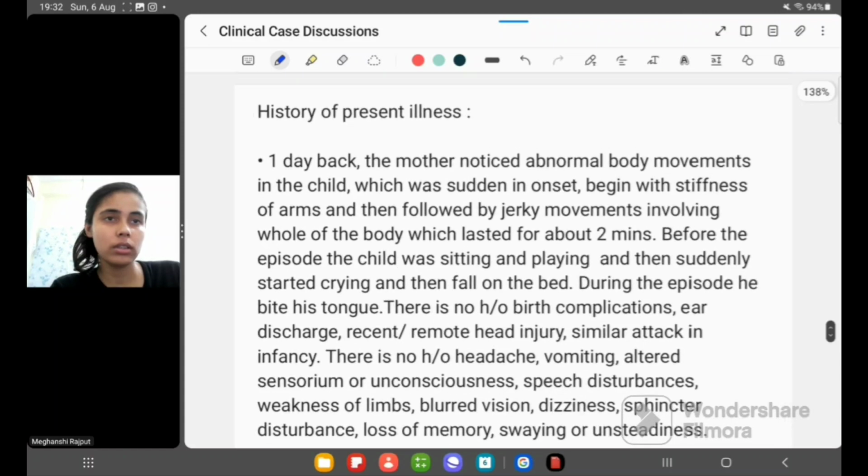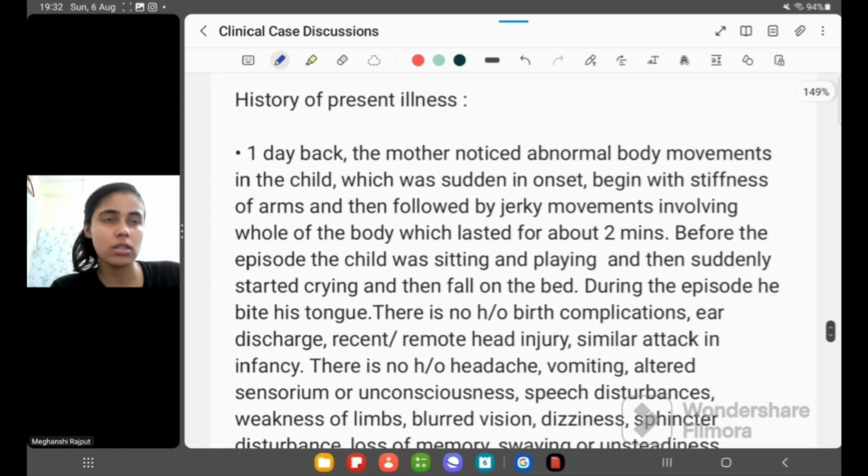Then we have a case with a complaint pointing towards a CNS etiology: one day back the mother noticed abnormal body movement. Here a detailed history is important, because we first need to confirm whether it is a seizure or not. As I said, there are a lot of behavioral disorders in children. The abnormal body movement begins with stiffness, and this stiffness points towards a tonic.